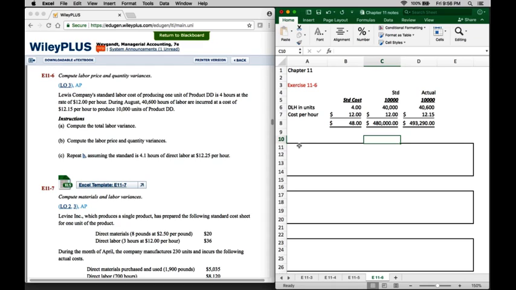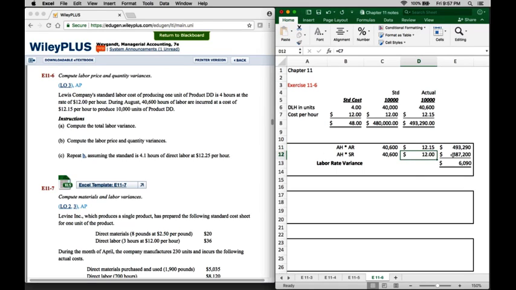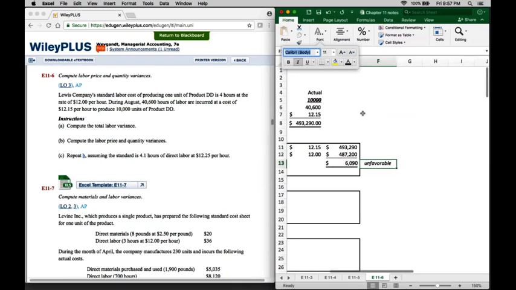Okay? So just as you are done with material variance, we calculate the labor rate variance to be actual hours times actual rate minus actual hours times standard rate. We'll do it twice. Okay, so let's do that calculation and see what it works out to. So the actual hours is 40,600. The actual rate was $12.15. The standard was 12, leaving us with a variance of 6,090. Is this a favorable or unfavorable variance?